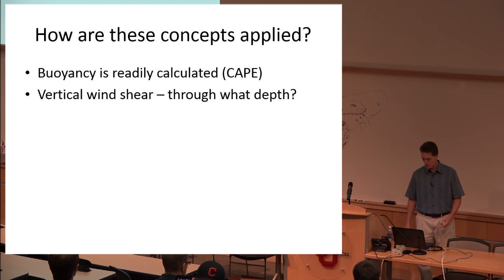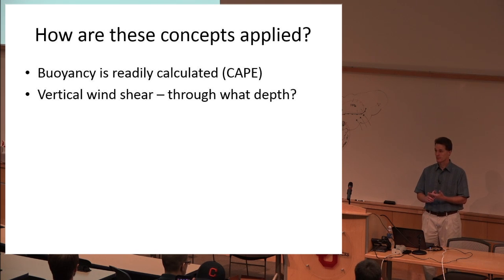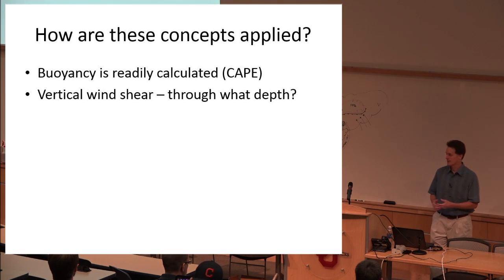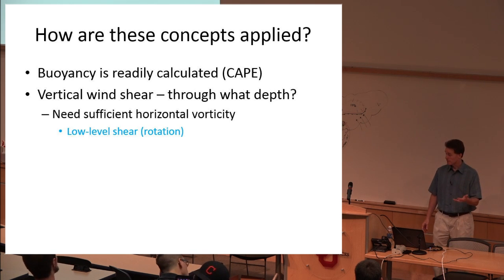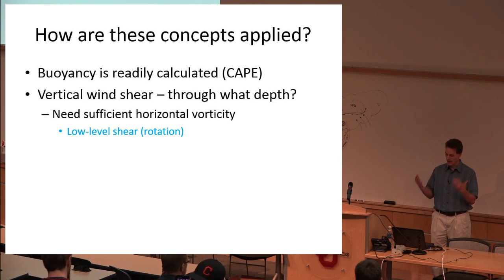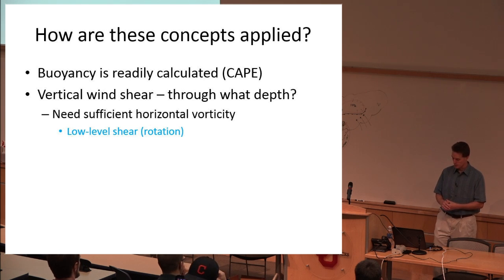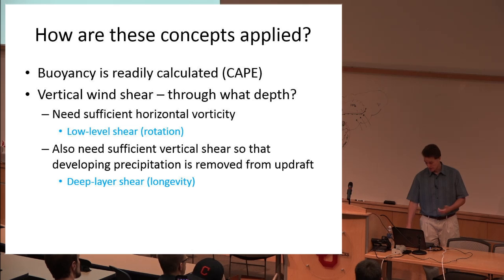Vertical wind shear, the question becomes, what vertical wind shear? Through what depth? We've talked about low level and deep layer without actually defining what we mean by those. So we're going to have to look at that question in a little detail. So we need enough horizontal vorticity so that we can create low-level rotation in the storm so that we can amplify this. Question is, how much is enough?